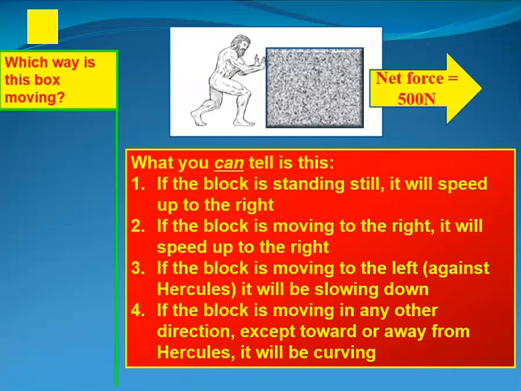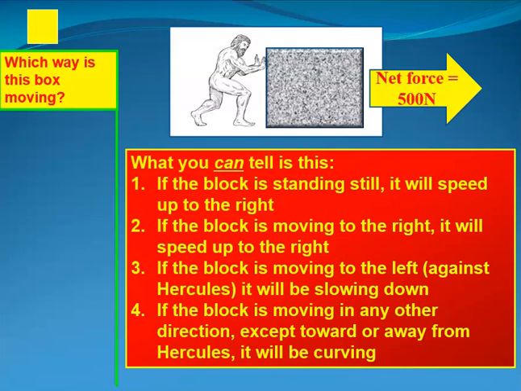If the block is already moving to the right, that's the direction of the force, then it will speed up even more going to the right. If the block is moving to the left, against Hercules, like the example of the big heavy car moving towards Hercules, then what Hercules will be doing is slowing it down. So his force to the right will cause that block, if it's already moving to the left, to slow down.